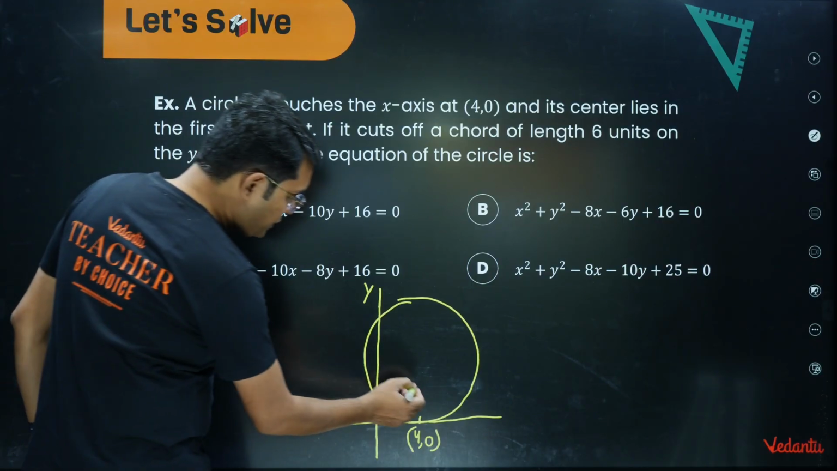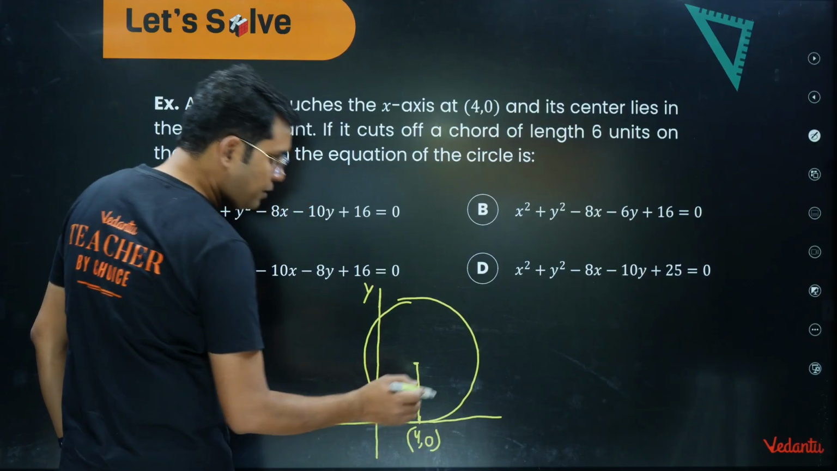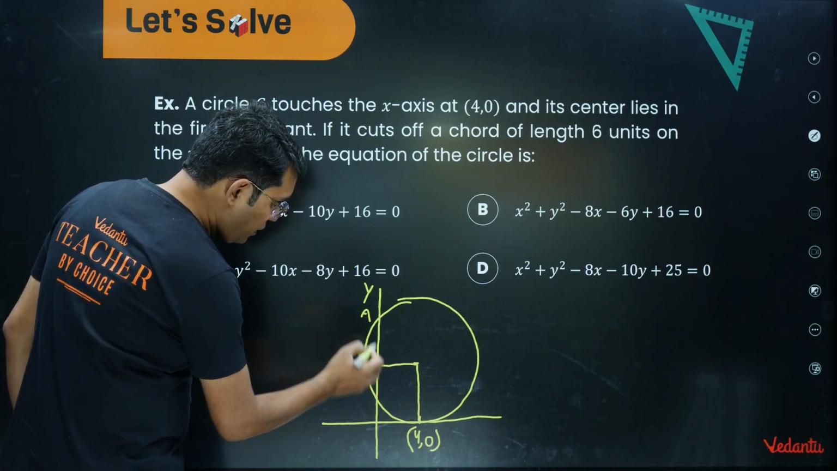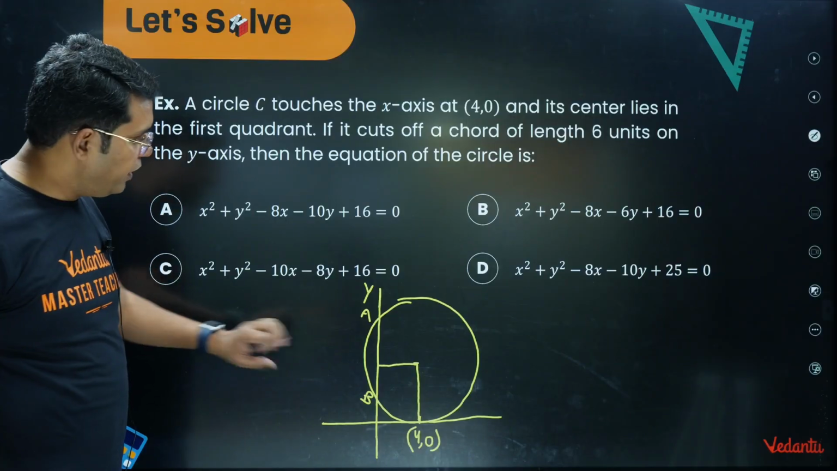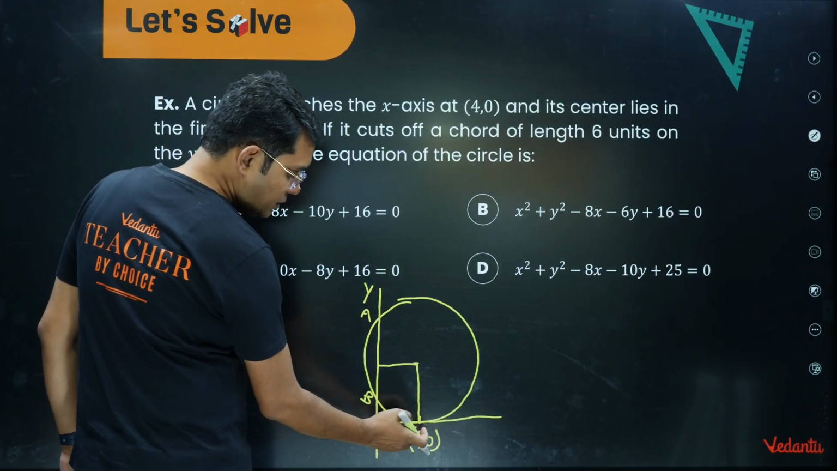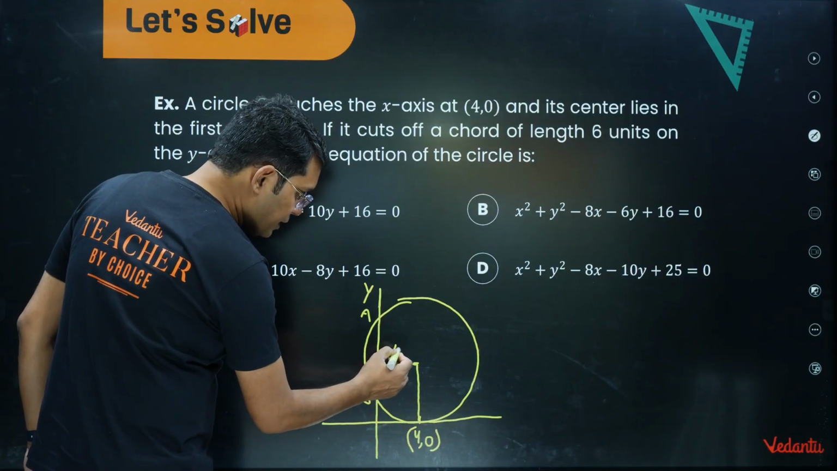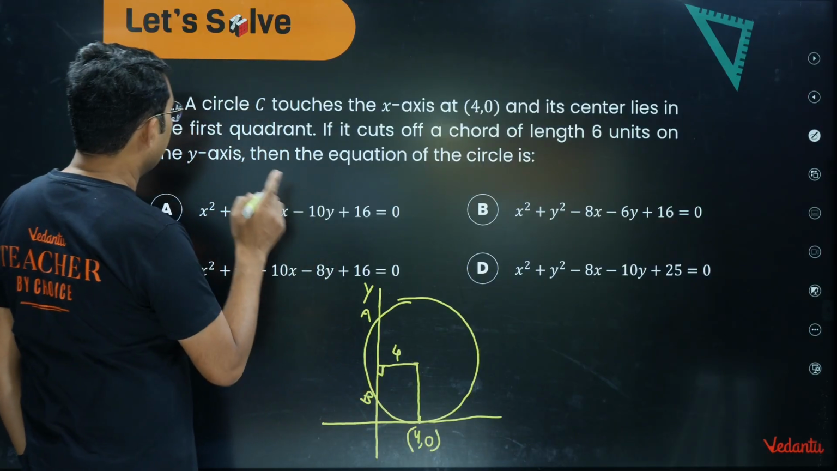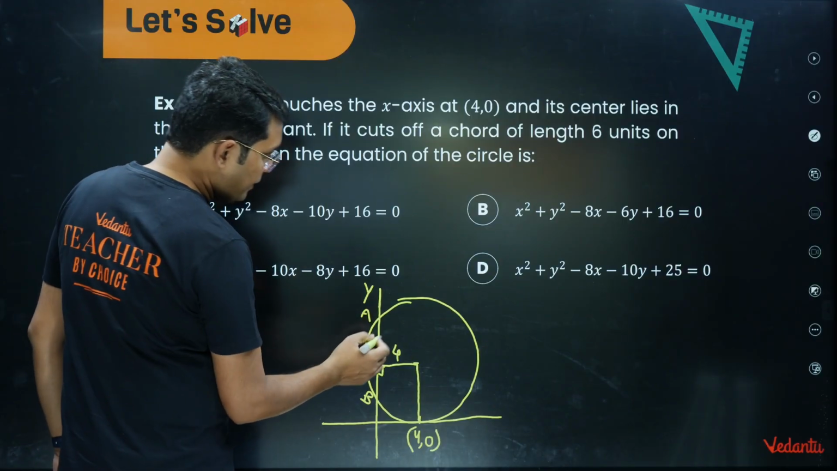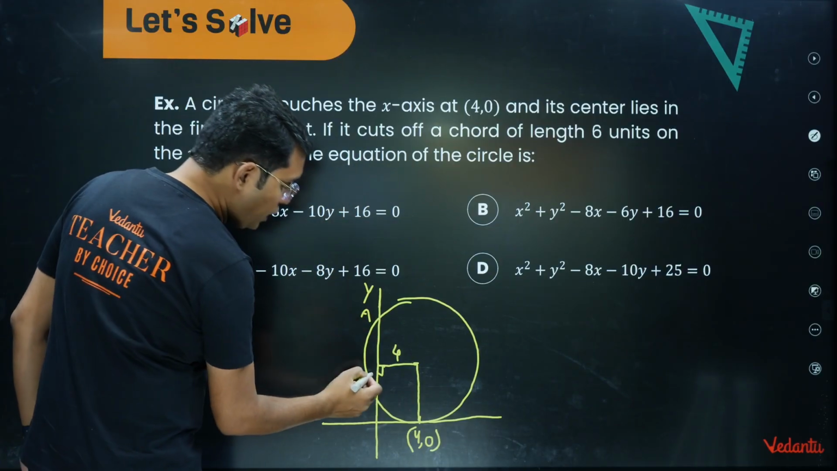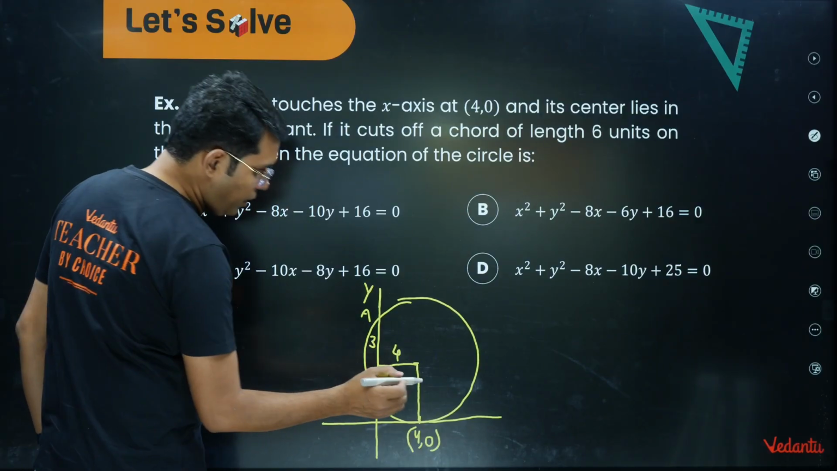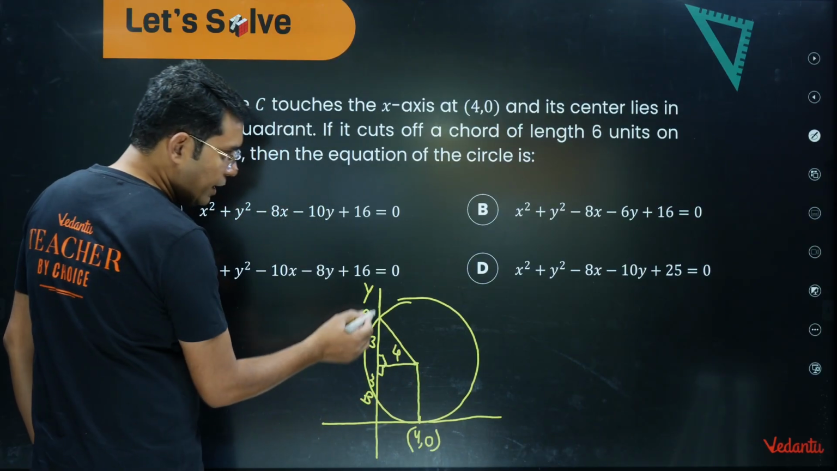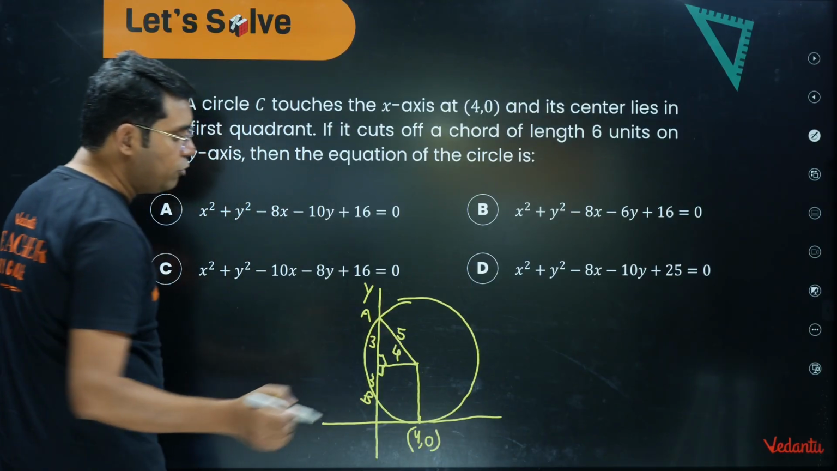So if its center is somewhere here, that is in the first quadrant, you draw a perpendicular from the center to this chord, let's say AB, that is cut by the y-axis. So if this coordinate is (4, 0), this distance has to be 4. Because this is the y-axis, and this length of intercept is 6 units, so it will be 3 here and it will be 3 here. So if I join this point with this point, simple Pythagoras theorem will give you 3, 4, so the radius will become equal to 5.